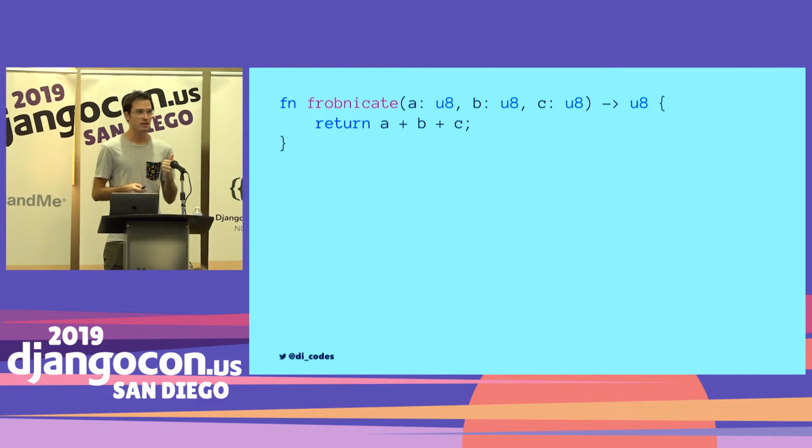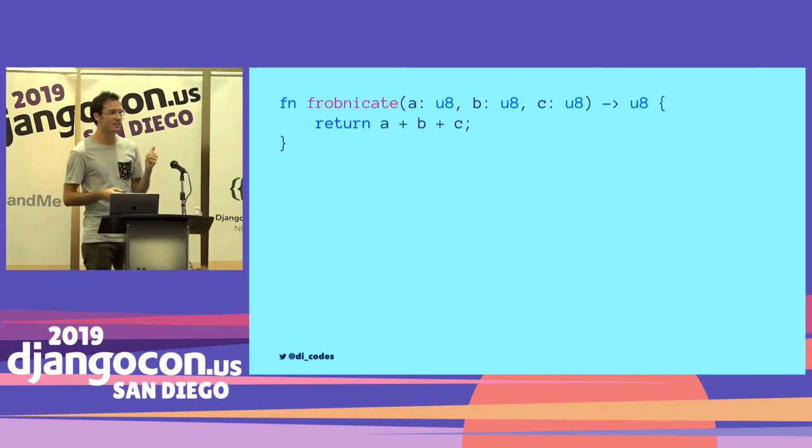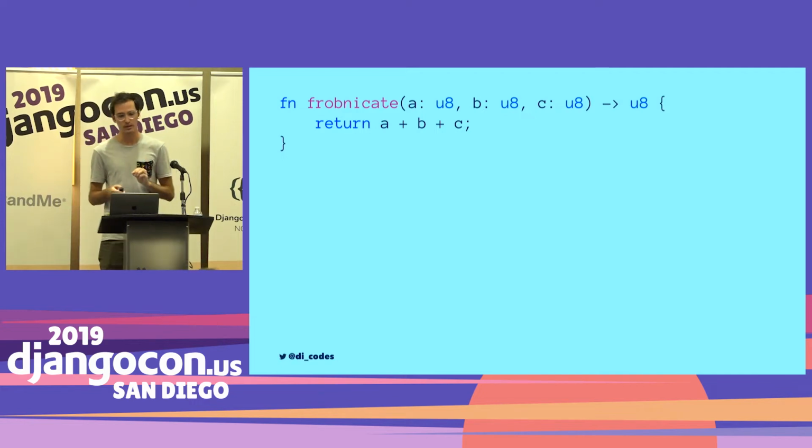Anyone know what this one is? Yeah, every time I do this talk and the Rust one comes up, I was like, yeah, that's Rust. I know Rust. Yeah, that's Rust, because Rust actually has really fine grain. That's an unsigned 8-bit integer for the argument types there. So you can say exactly what type of integer it is, not just an integer.